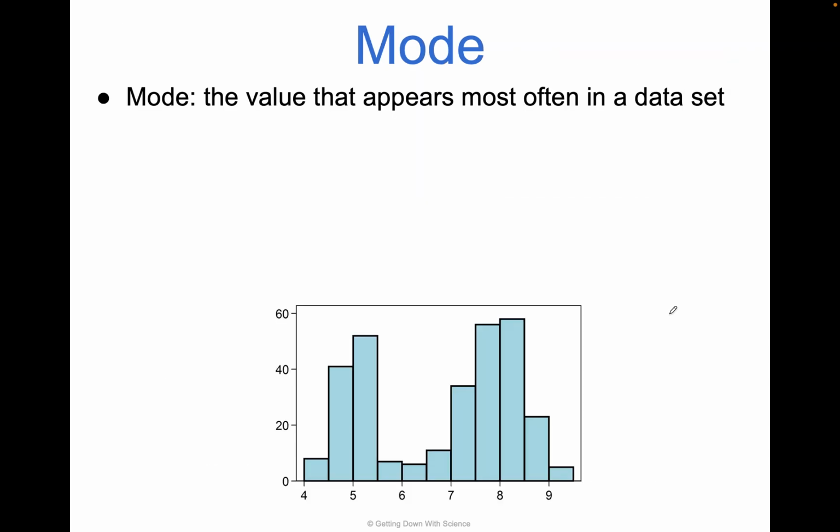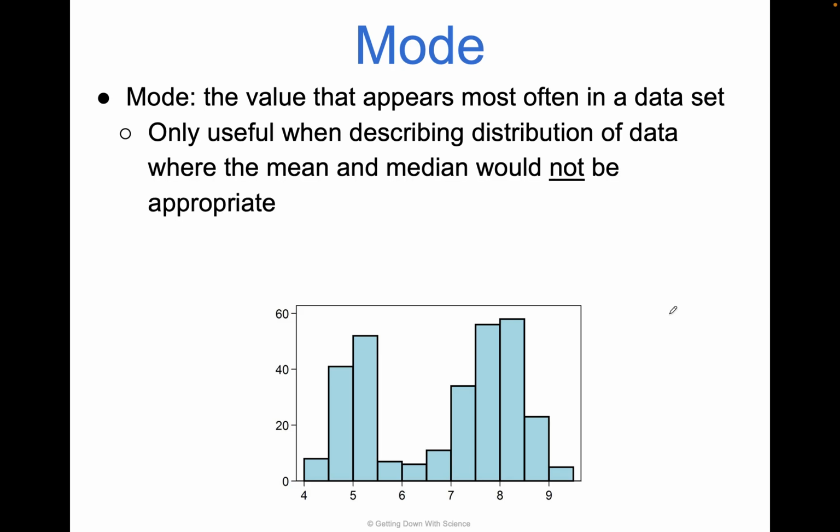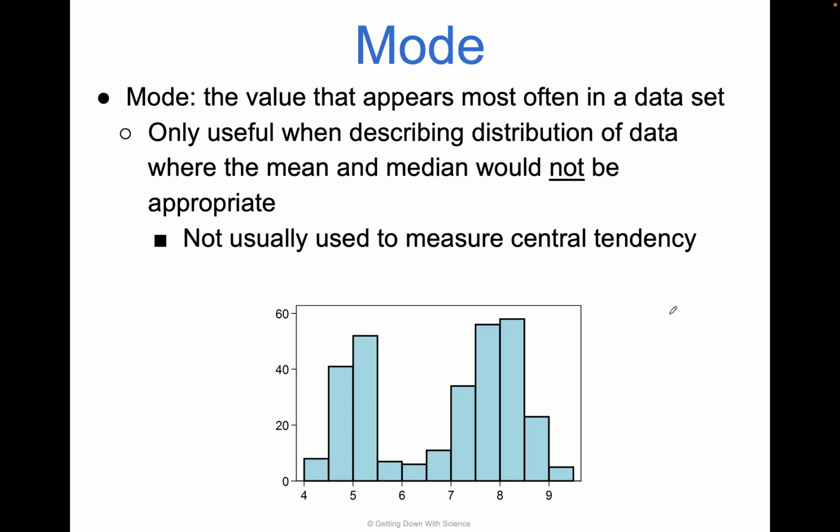All right, let's talk about the mode. The mode is the value that appears the most often. It's useful when describing distributions of data where the mean and the median wouldn't be appropriate. So you would really use the mode as a last resort. It's not usually used as a central tendency. An example of this is bimodal distribution.